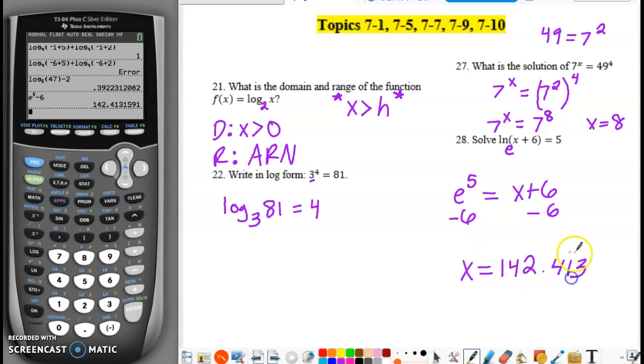0.413. It'll specify on your exam how many decimal places, if it's an answer you have to type in. But for this, we'll do 142.413.